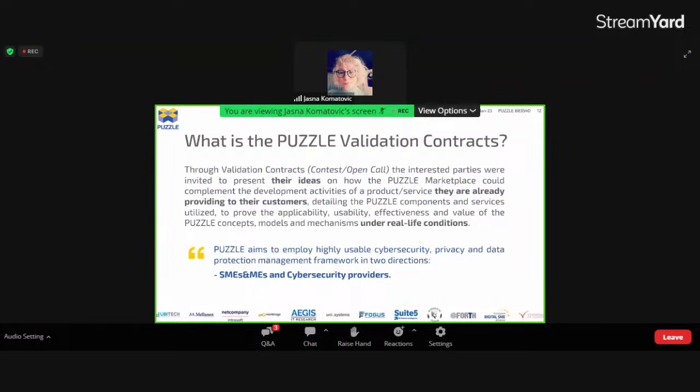So through the validation contracts open call that we launched last year, the interested parties were invited to present their ideas on how the Puzzle marketplace could complement the development activities of a product or service they are already providing to their customers, to prove the applicability, usability, and value of the concepts and models, and most important, in real-life conditions.